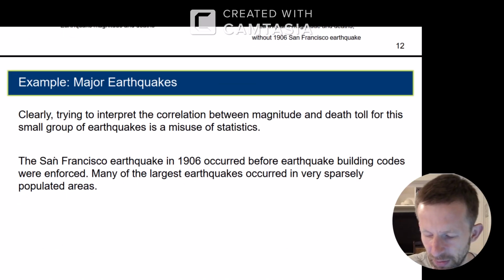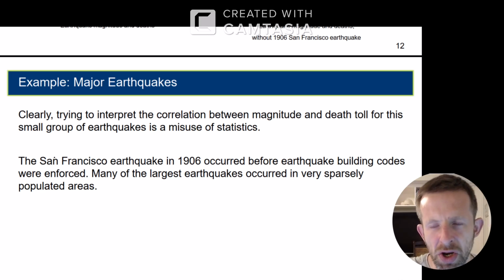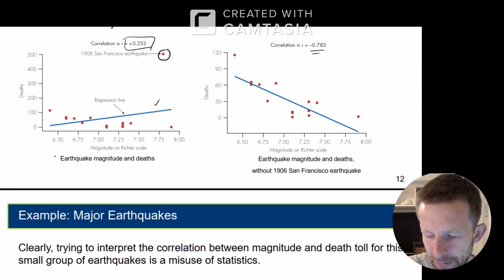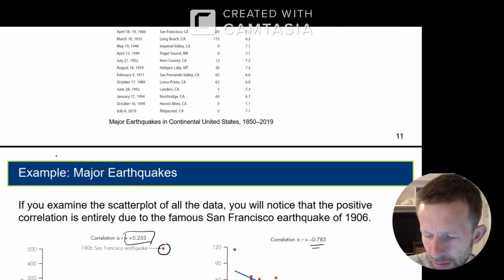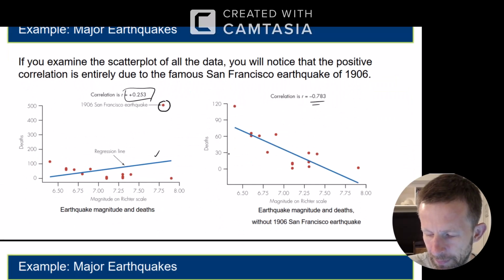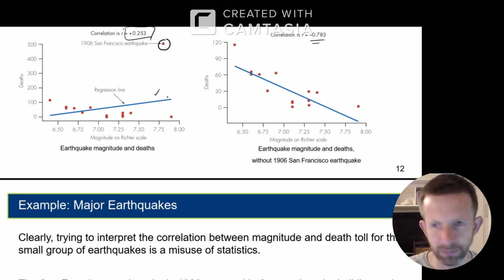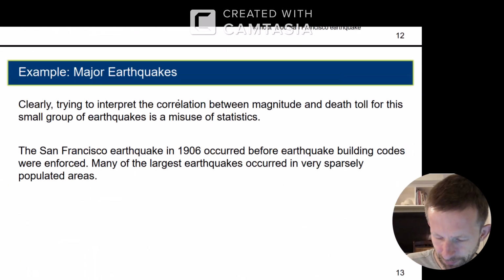So one extreme outlier can have a significant effect on the overall correlation of the data. It said the San Francisco earthquake in 1906 occurred before earthquake building codes were enforced. Many of the largest earthquakes occurred in very sparsely populated areas. So in general, this data is not great for analysis. There's not a clear relationship between these variables, but especially when you include that outlier, you kind of throw the results out the window.